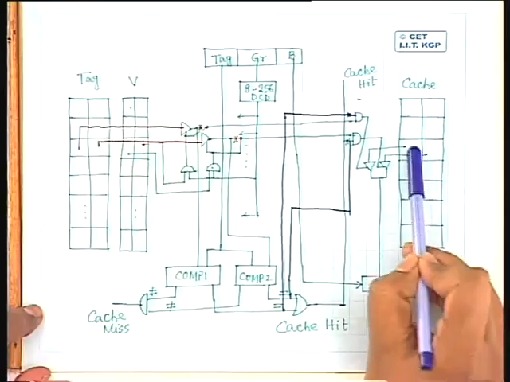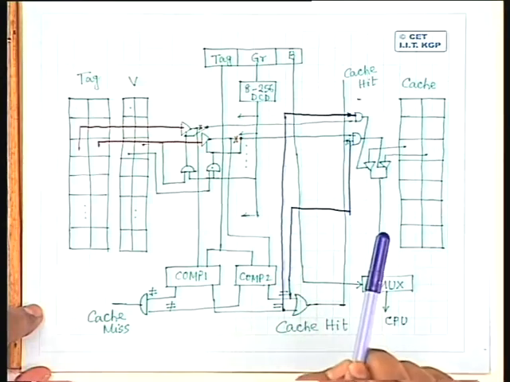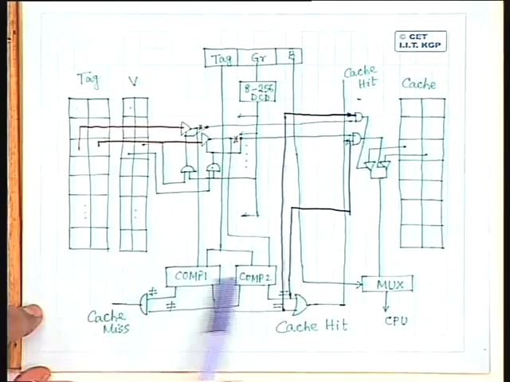However, the concept can be extended. Instead of two-way set associative, we can go for four-way set associative, or eight-way set associative, in which case every set will consist of 4 cache lines or 8 cache lines and so on. Obviously, in such cases, the number of comparators will also increase. If it is 4-way set associative, I have to use 4 comparators. If it is 8-way set associative, I have to use 8 comparators. So accordingly, the scheme can be made.